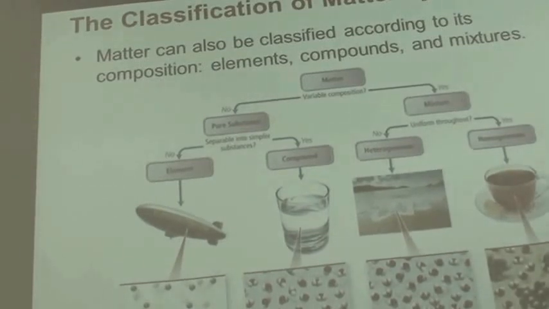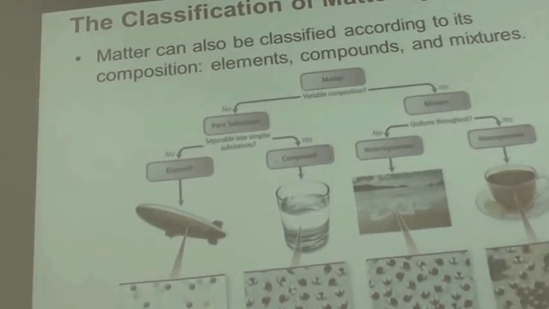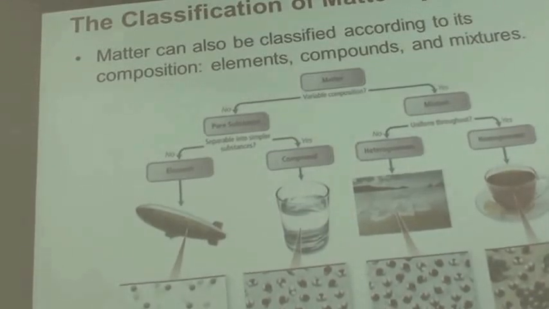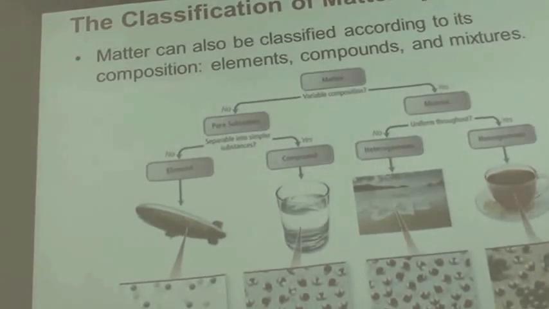We have pure water. We see compounds. They are chemically bonded together. Here are helium atoms, only one type of pure substance. It's an element, cannot be broken down. Here is a homogeneous substance, and here is a heterogeneous substance.